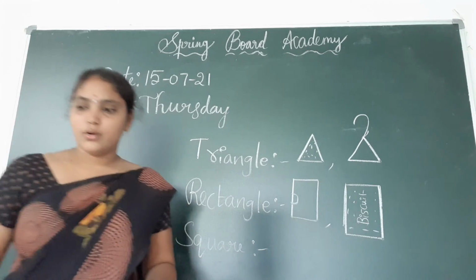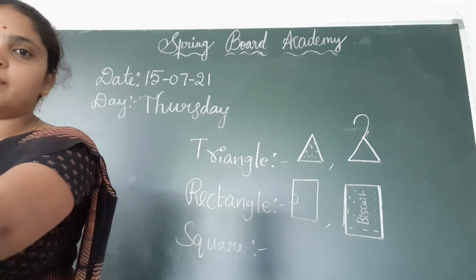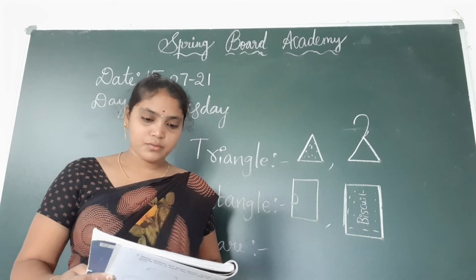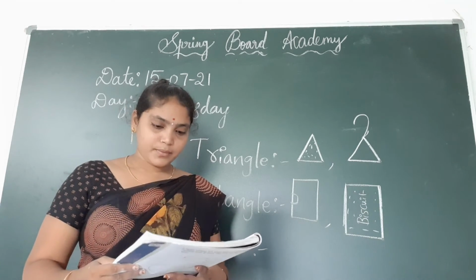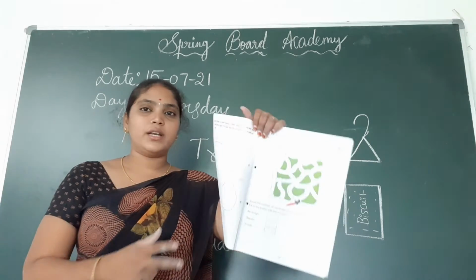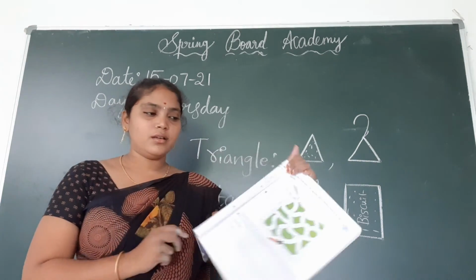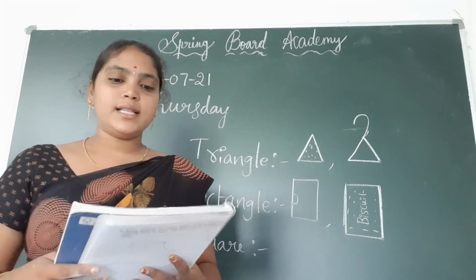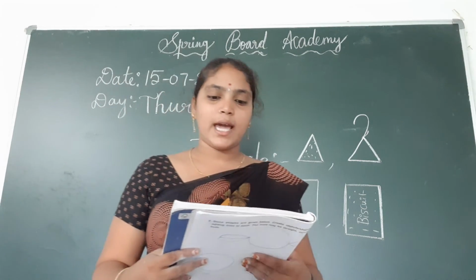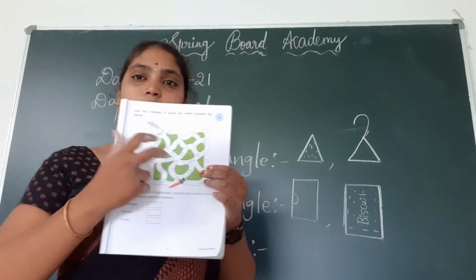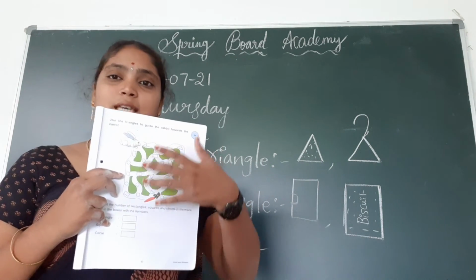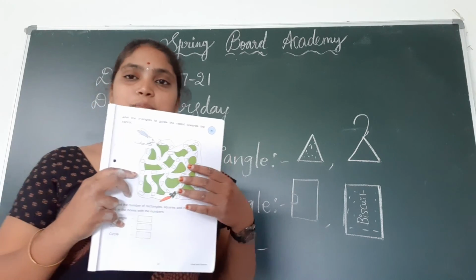Next. Now open companion page number 13, children. Yesterday we had already completed page number 12. So now open page number 13. Join the triangles to guide the rabbit towards the carrot. Okay, here you have to check, children, in this maze. Some shapes are there. Not only triangles here. Two more types of shapes are also there.